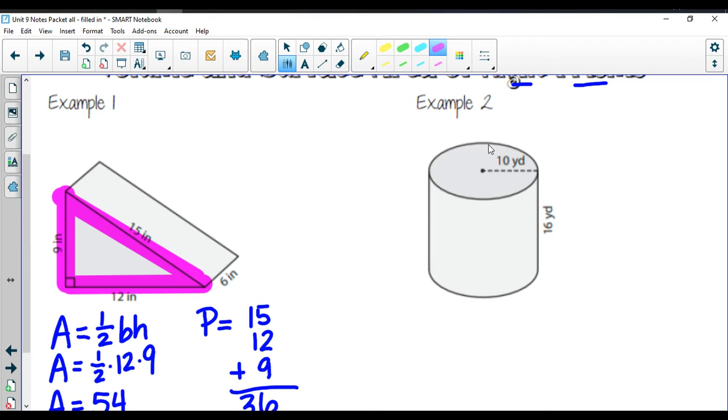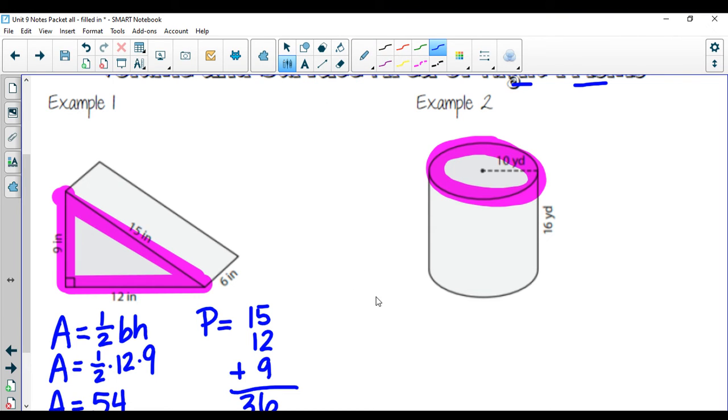Our bases here are going to be our circles, and you'll notice that on this one, there's a dimension on the top, so that's the circle that I'm going to focus on. Again, just like we did in example number 1, we're going to find the area of this one, and we're also going to go ahead and find the perimeter of that circle.